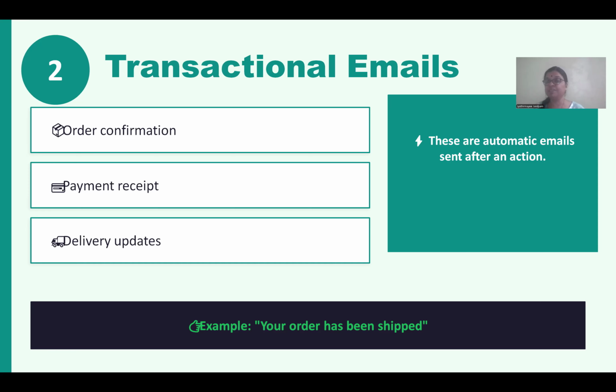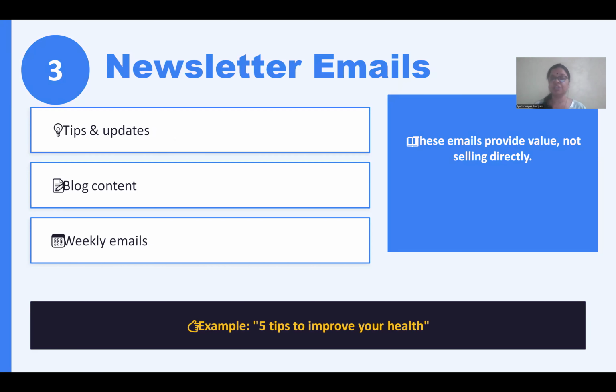Or delivery updates. Your product is here and it will reach you after 2 days or so. Dispatch updates or delivery updates. These are automatic emails sent after an action, like your order has been shipped. You will get such emails when you purchase something on Amazon or Flipkart. Those are all transactional emails.